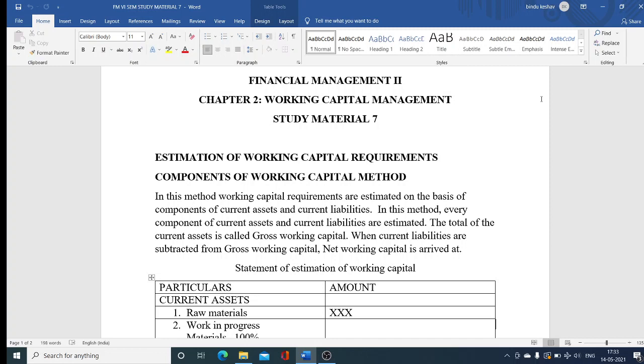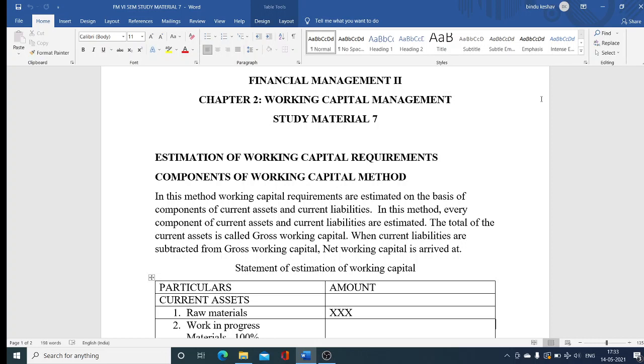It is an important task of the financial manager to estimate the working capital requirements. Different methods are used to estimate the working capital requirements. They are the percentage of sales method, operating cycle method, and components of working capital method. In the previous session, we have seen the percentage of sales method as well as the operating cycle method. So this session is about the third method, the components of working capital method.